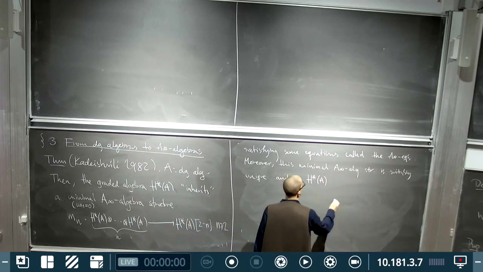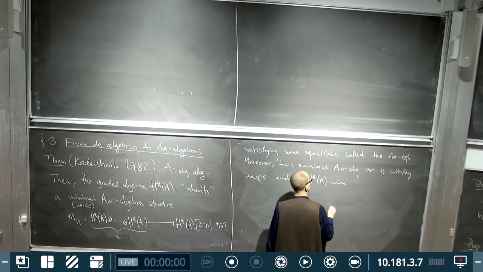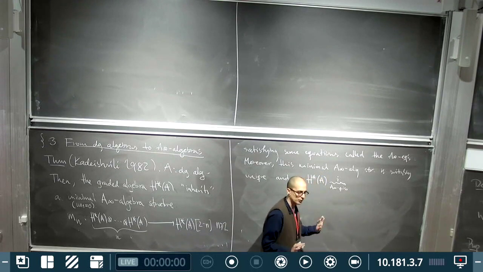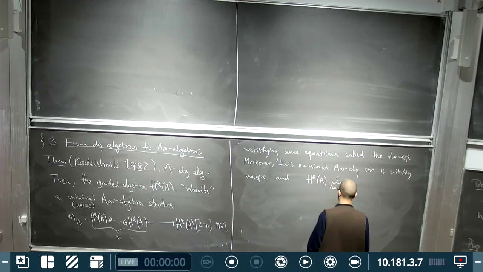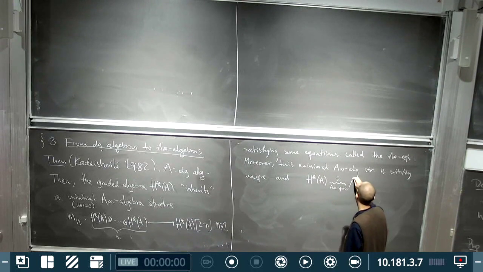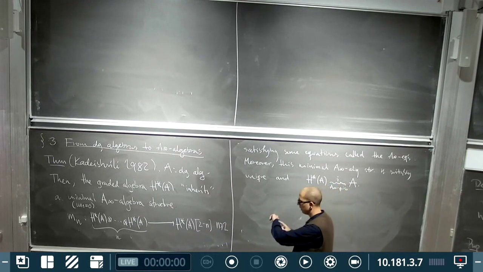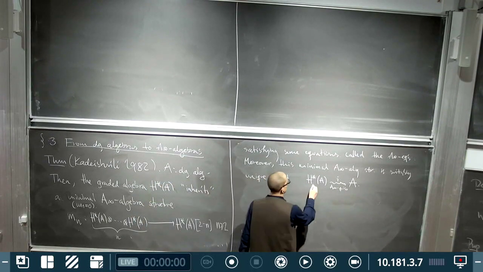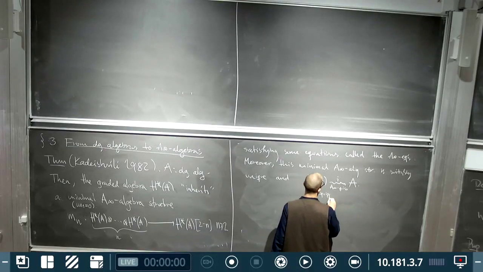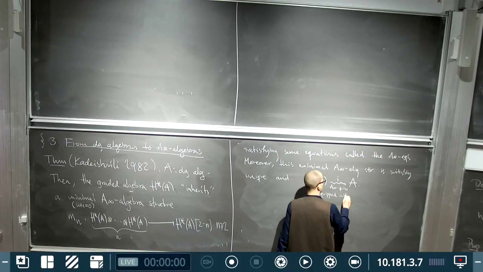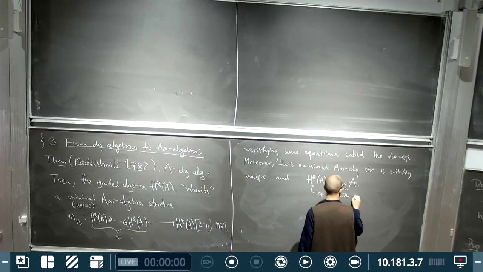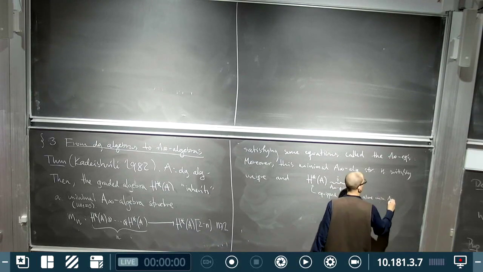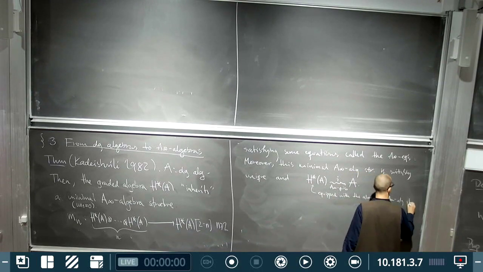And so there exists what is called an A-infinity quasi-isomorphism. I know I'm saying a lot of things that maybe don't necessarily make so much sense right now for those of you who have never seen this, between A and its homology, where this is equipped with the minimal A-infinity algebra structure.